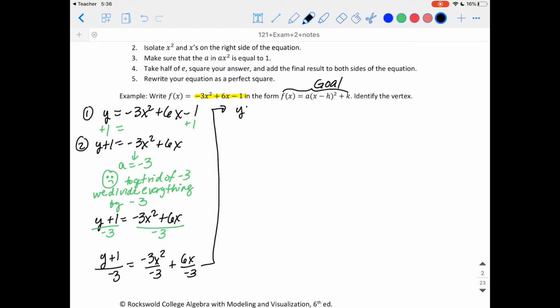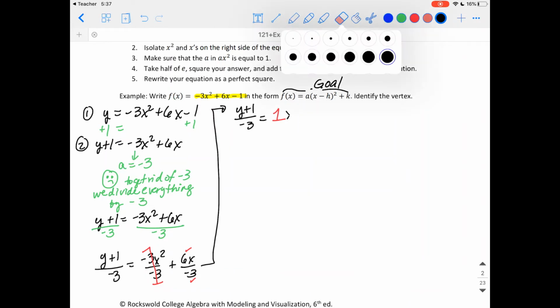So on the left-hand side, I still have y plus 1 over negative 3. But on the right-hand side, negative 3 divided by negative 3, anything divided by itself, is going to be a 1. And so 1, well, I'll go ahead and put the 1. And then I have x squared. And then plus 6, so right here, divided by a negative 3 is going to be a negative 3 times x. So we're going to write that down as a minus 3x. Oh my goodness, 6 divided by negative 3 on a good day is 2. Goodness gracious.